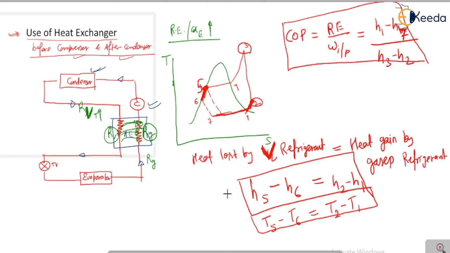And this is the heat lost by vapor refrigerant, which is just equal to heat gain by gaseous refrigerant, and this is the main reason by which you can differentiate these both points and write in the form of enthalpy and temperature equations. So this is the way to solve any conventional or typical question where a heat exchanger is going to be used.